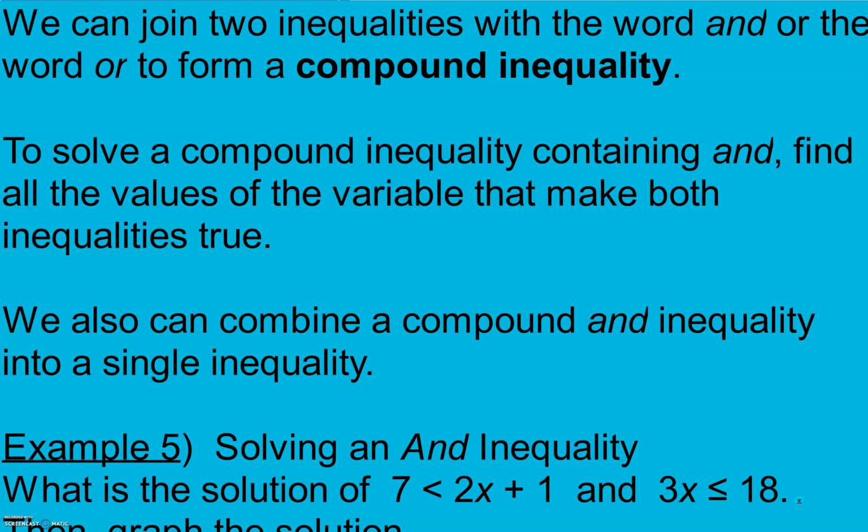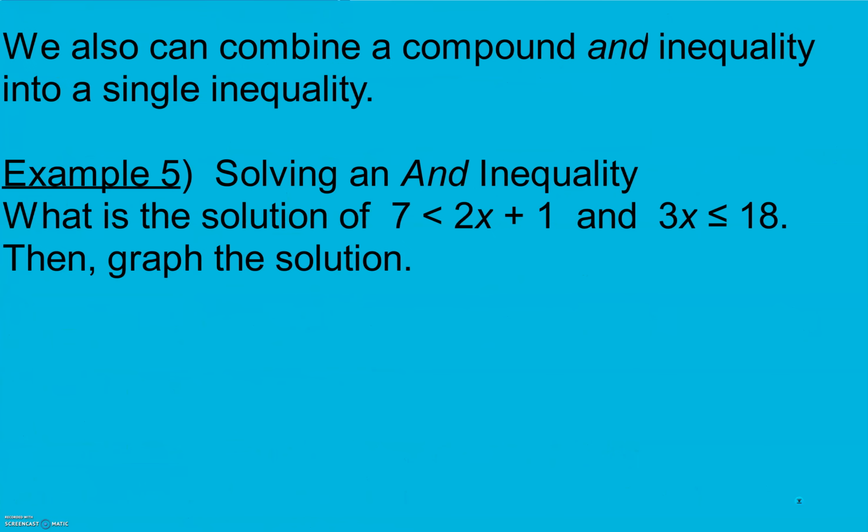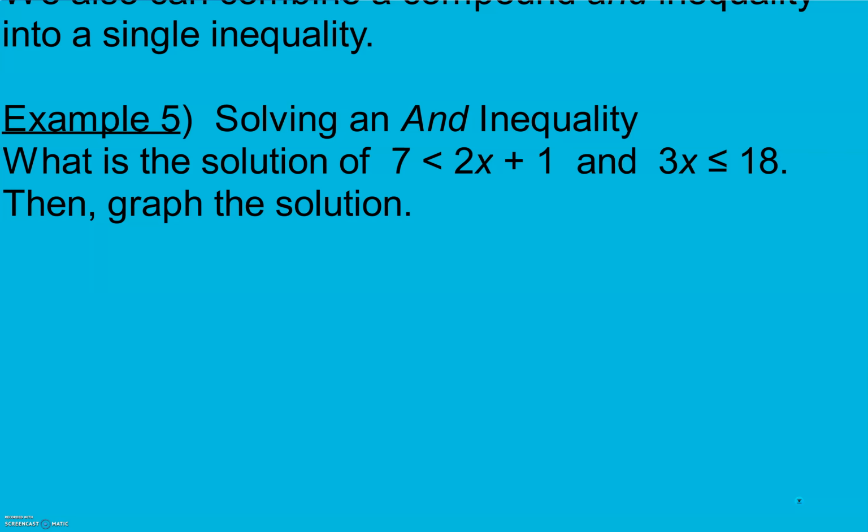Continuing on in section 1.5, we can join two inequalities with the word and or the word or to form a compound inequality. To solve a compound inequality containing and, we find all the values of the variable that make both inequalities true. We can also combine a compound and inequality into a single inequality. So, in example 5 here, we're going to find the solution and then graph it.